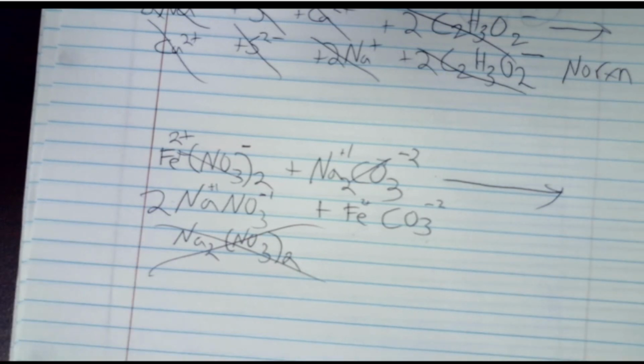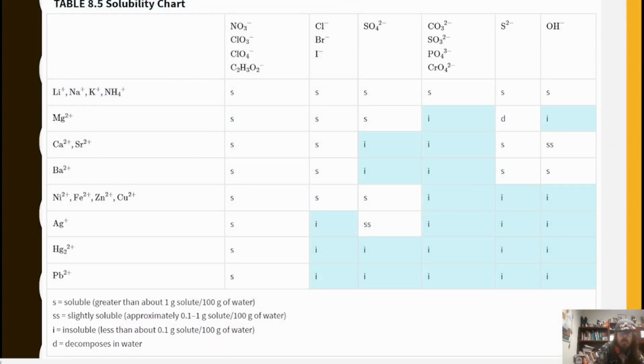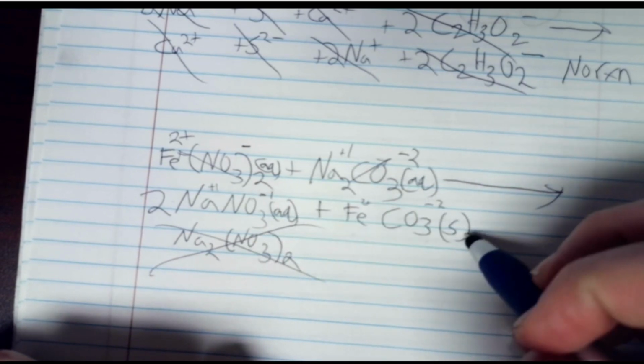Let's go back to our PowerPoint. So, okay, we had iron nitrate. Where's iron nitrate? Okay, that is soluble, so that's aqueous. Sodium carbonate, soluble, aqueous. Sodium nitrate, soluble, aqueous. And iron carbonate, insoluble, solid. So, with that in mind, I've labeled aqueous, aqueous, aqueous, solid.